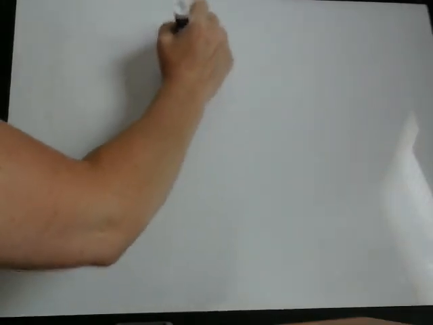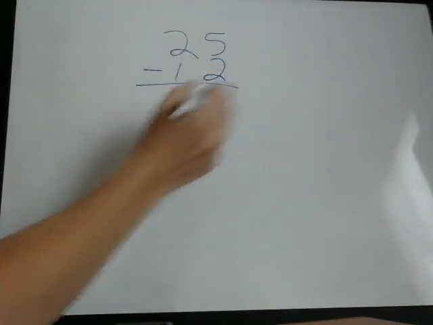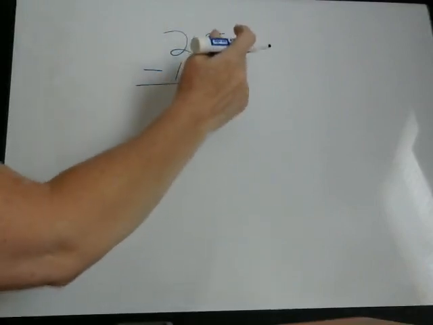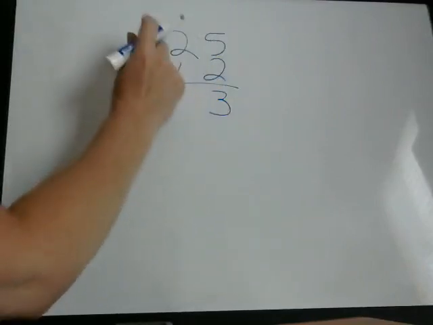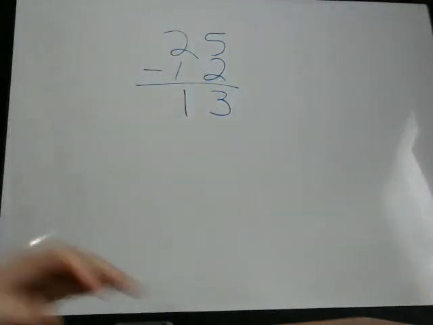Here we'll learn to do subtraction problems. For example, 25 minus 12. You simply subtract the numbers that are lined up. So 5 minus 2 is 3. 2 minus 1 is 1. So the answer is 13.